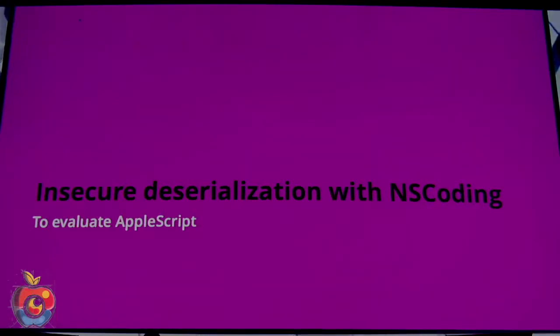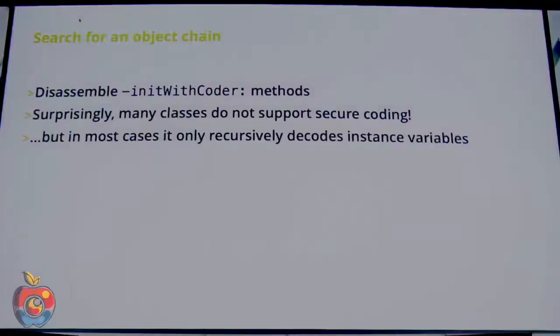So finding a chain of objects that I can pass through that into that format to eventually evaluate AppleScript within another process. So how did I do that? Well, I disassembled a lot of those init-with-coder methods. Those are the methods that are used for creating a deserialized object. And what I noticed is that, especially in AppKit, many of them do not support secure coding.